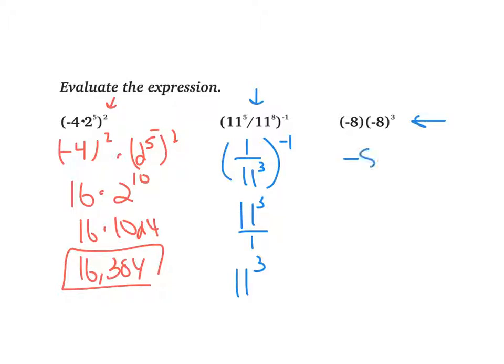You would just multiply the -8s, add the exponents. 1 plus 3 is 4. You do -8 to the 4th power, and that's all you have to do on that one. I'm checking my calculator to see what -8 to the 4th is real quick, and it's 4,096. That -8 should have been in parentheses right here. So the negative sign gets the 4 also.